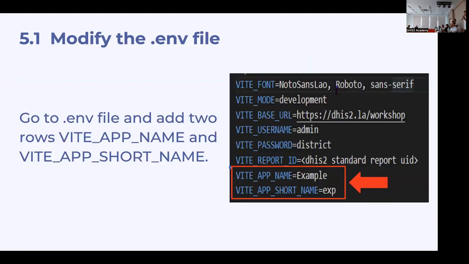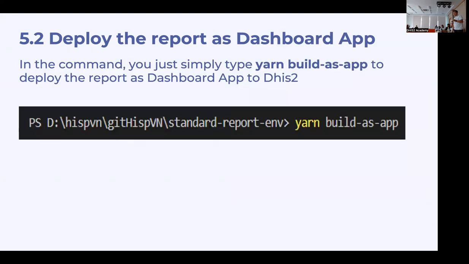For the app shortname, we just put some lowercase short name here. For example, my app name is example, and my app shortname is ESP. Okay, and then we will run the command yarn build as app, and it will be automatically converted into an app and automatically deployed.